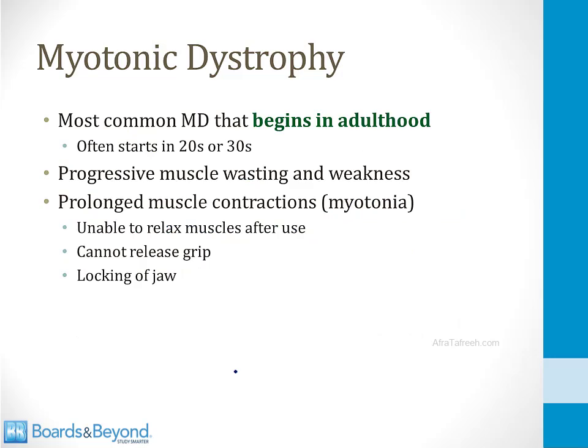In the more common type 1 form of myotonic dystrophy, symptoms begin in adulthood, usually in the 20s or 30s. This is much later than the symptoms that begin in other muscular dystrophies like Duchenne and Becker. There is progressive muscle wasting and weakness, and the reason it is called myotonic is because patients usually exhibit myotonia, which is prolonged muscle contractions. They're often unable to relax their muscles after use. For example, classic symptoms are inability to release the grip or locking of the jaw.